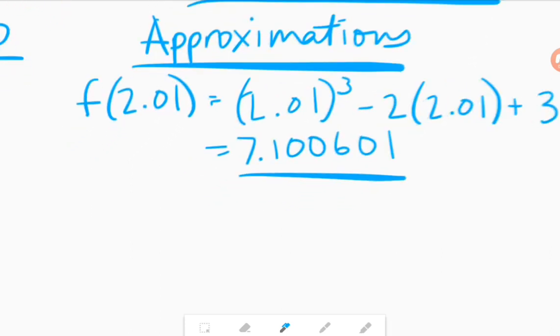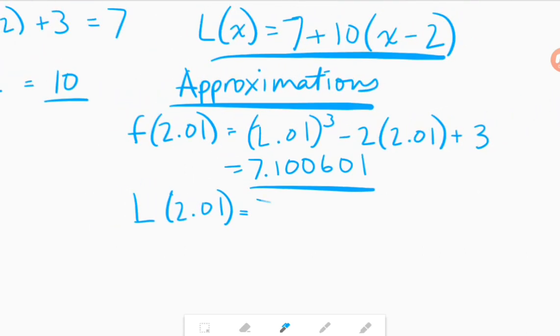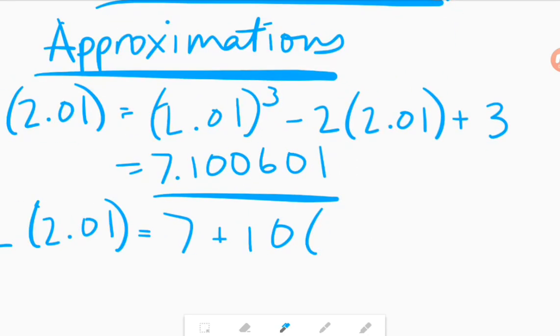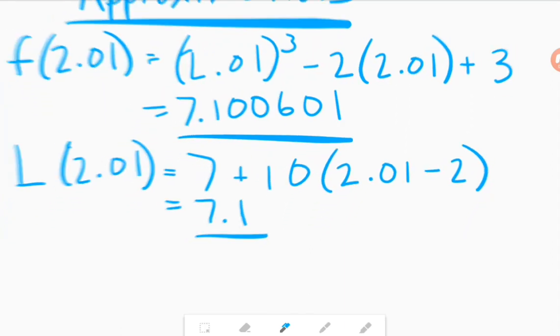All right. So now let's see the value of the linearization, and let's see how close it is. So L of 2.01 is equal to 7 plus 10 times 2.01 minus 2, and that would get me 7.1. So 7.1 is my linearization.